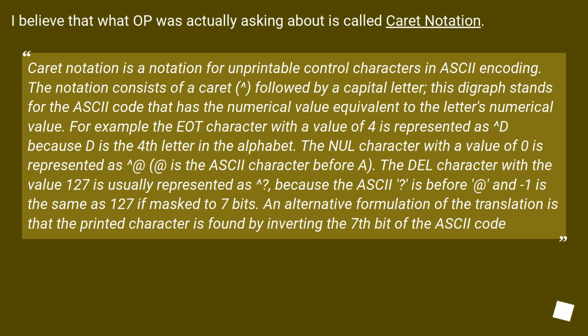For example, the character with a value of 4 is represented as ^D because D is the 4th letter in the alphabet. The null character with a value of 0 is represented as ^@. @ is the ASCII character before A.